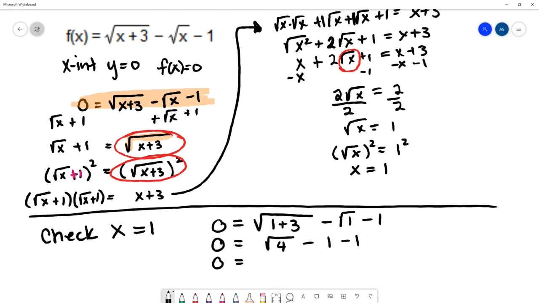And we have square root of 4 is 2. Negative 1 plus negative 1 is negative 2. So we have 2 minus 2 is 0. So that does check out. So we do have our intercept being the ordered pair 1, 0.